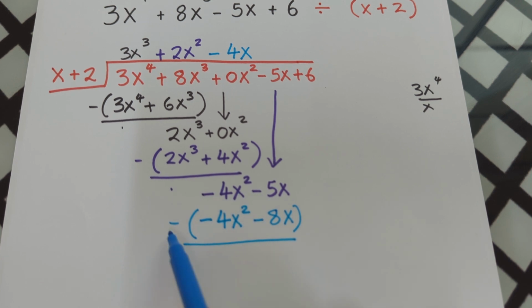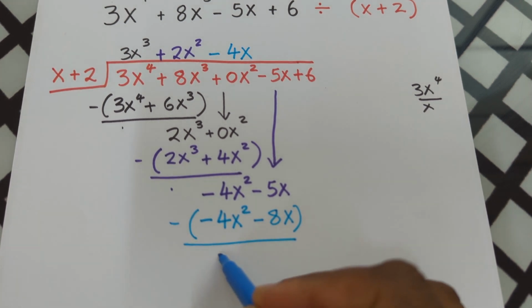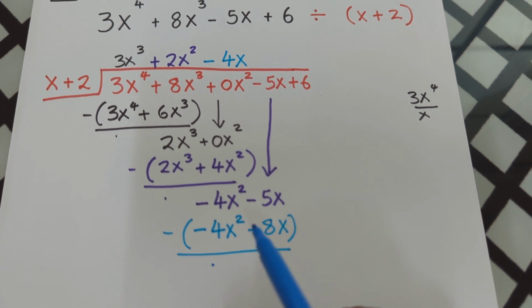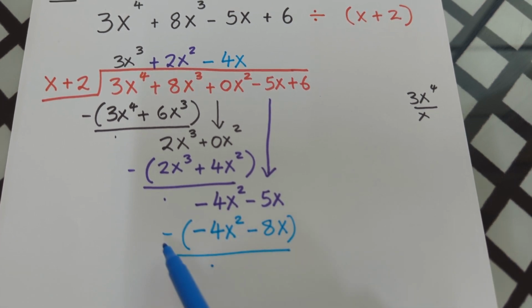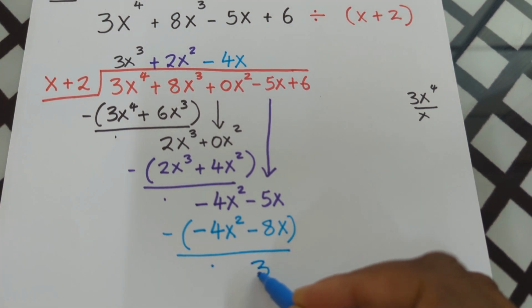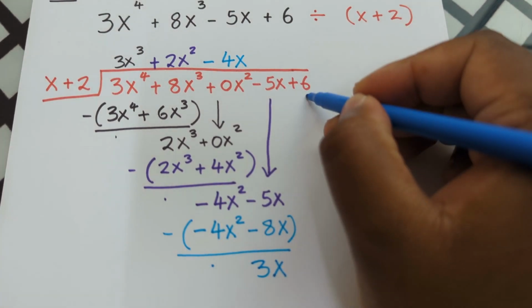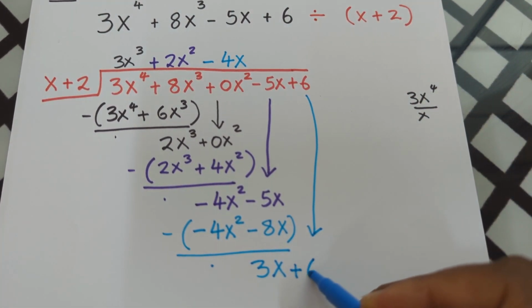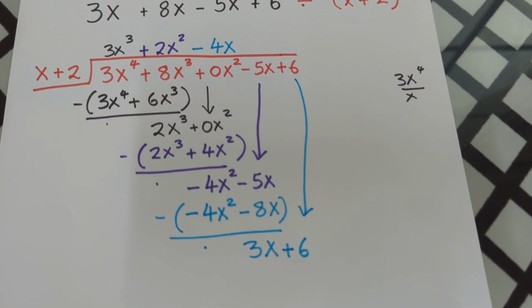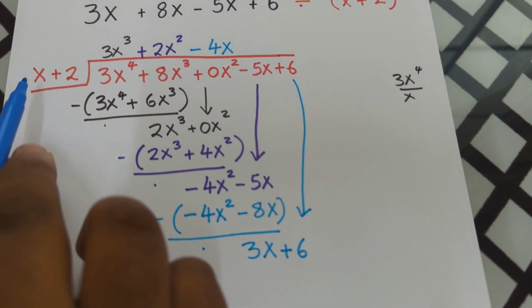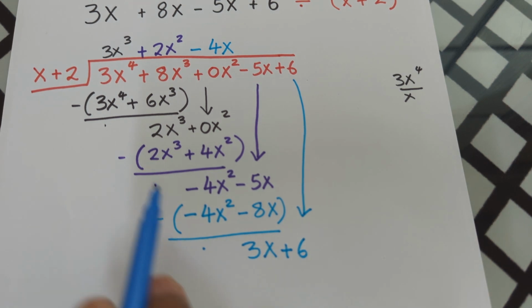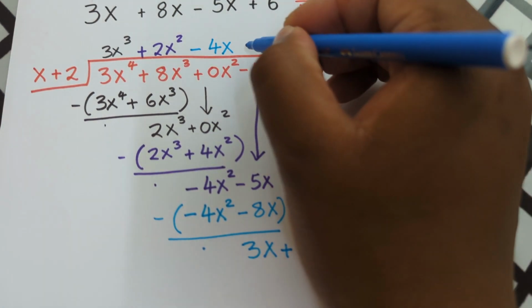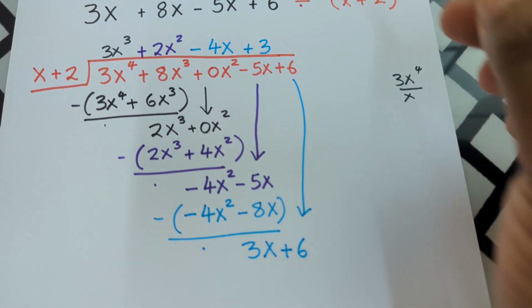Negative 4x squared minus 4x squared will give us a 0. Minus 5x minus 8x is the same as saying 8x minus 5x, which is 3x. And this leads us to the bringing down of our next term, which is 6 in this case. Let's divide 3x divided by x. It will give us positive 3.